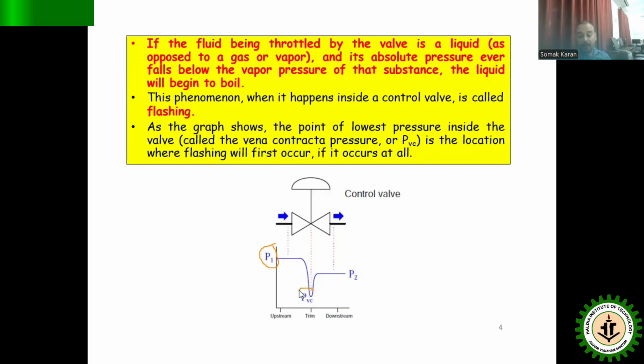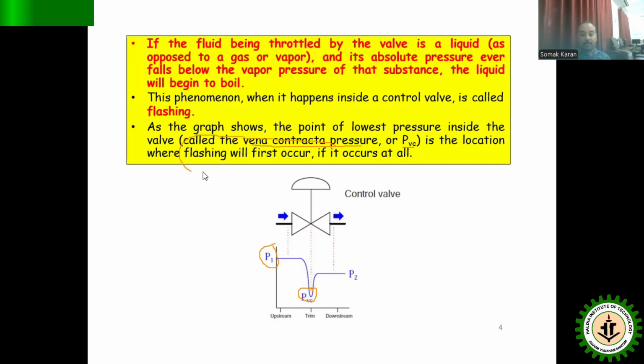So this is the particular point where we can see that the pressure is minimum and the velocity is maximum. Whenever this PVC is less than the vapor pressure of the liquid flowing through the pipeline, the liquid will start boiling, and this phenomenon is considered a problem identified as flashing. From the graph itself, the point of the lowest pressure inside the valve, which is nothing but the vena contracta pressure, PVC, is the location where flashing first occurs.